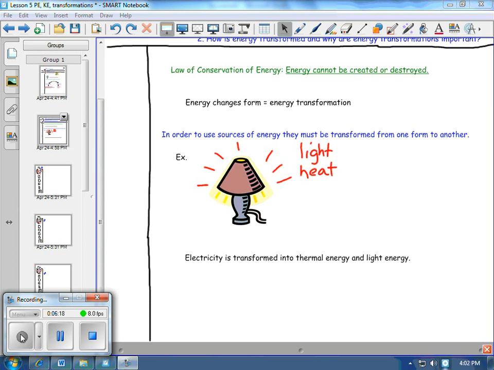In class, we're going to do a worksheet that has a lot of different examples of energy transformations. So when you come back to class, we'll have that to work on.